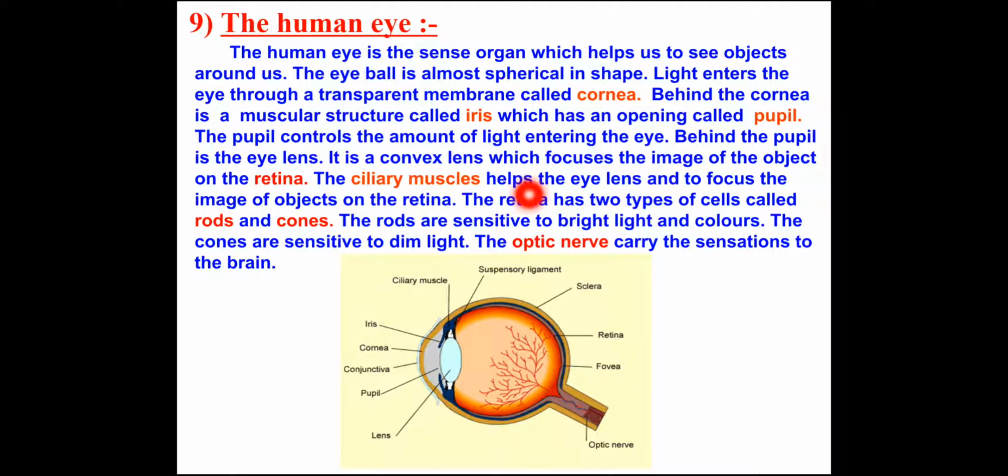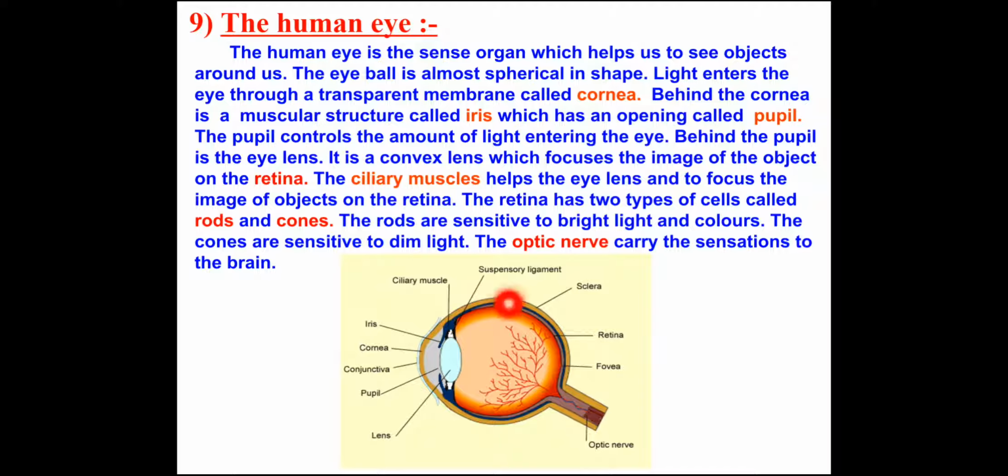Now the ciliary muscles help the eye lens to focus the image of the object on the retina. Here the ciliary muscles are shown. The retina has two types of cells called rods and cones. Rods are sensitive to bright light and colors, and cones are sensitive to dim light, and the optic nerve carries the sensation to the brain.